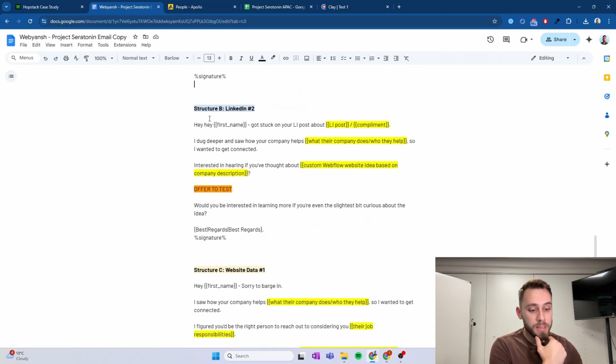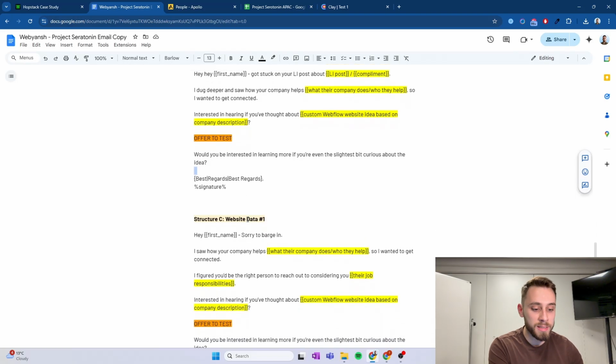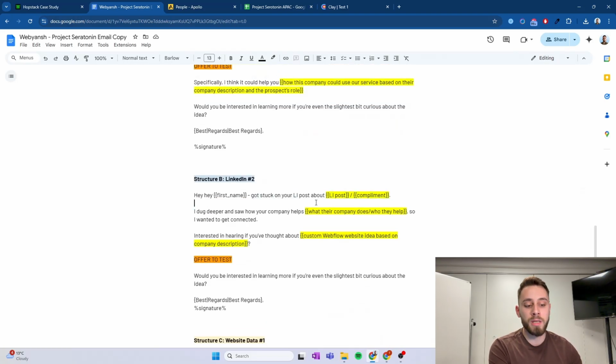Another structure is: "Hey, first name, got stuck on your LinkedIn post about this. I dug deeper and saw how your company helps this type of person do this, so I wanted to get connected. Interested in hearing if you've thought about..." and then it's a custom platform to attract more of their customers. And then we split test the offer. "Would you be interested in learning more if you're even the slightest bit curious about the idea?" So that's the LinkedIn approach. We open up the email by saying that we came across their LinkedIn post, we found it interesting, and we dug deeper and saw what their company does.